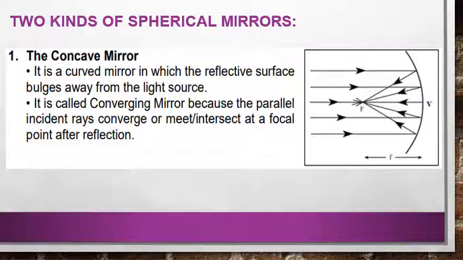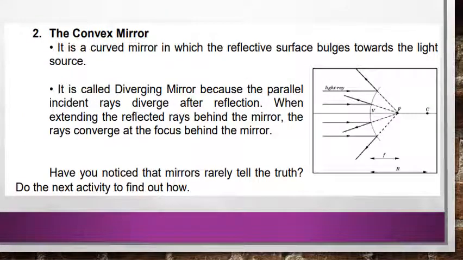The concave mirror. It is a curved mirror in which the reflective surface bulges away from the light source. It is called converging mirror because the parallel incident rays converge or meet or intersect at the focal point after reflection. The convex mirror. It is a curved mirror in which the reflective surface bulges towards the light source. It is called diverging mirror because the parallel incident rays diverge after reflection. When extending the reflected rays behind the mirror, the rays converge at the focus behind the mirror.